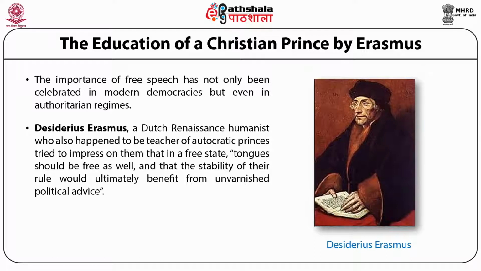Erasmus essentially told his pupils, the princes of his day, that they must be open to criticism, because the stability of their rule would ultimately benefit from their ability to recognize dissent, address it, and find a solution, and not simply sweeping that problem or that dissent under the carpet or silencing the person who was expressing a dissenting opinion.